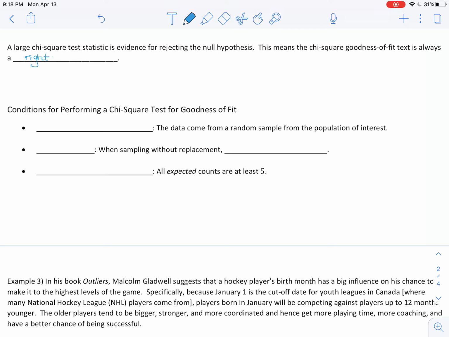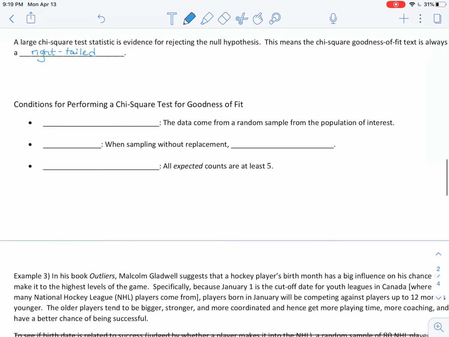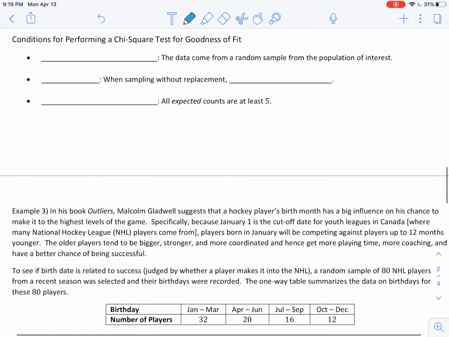So a large chi-square test statistic is evidence for rejecting the null hypothesis, which means that this is always going to be a right-tailed test, which is kind of nice. You don't have to think about, is this left-tailed, right-tailed? Oh, I forgot, it was actually two-tailed. I didn't double my area. It's nice that it's already always going to be a right-tailed test.